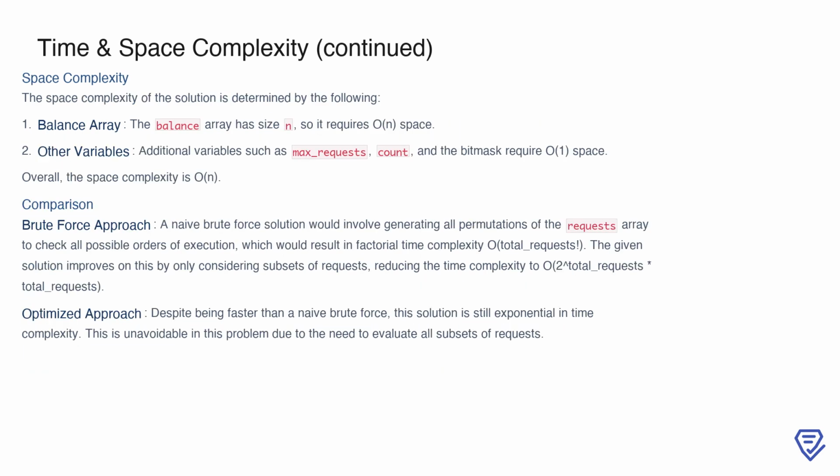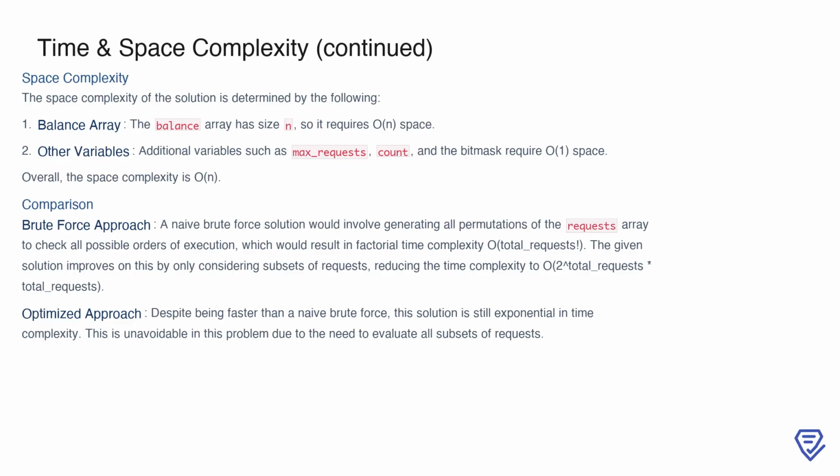Now, let's discuss the space complexity of the solution. The primary space usage comes from the balance array, which is of size n, leading to a space requirement of O(n). Additionally, there are a few other variables, such as max_requests, count, and the bit mask, which only require constant space, or O(1). Combining these, the overall space complexity of the solution is O(n).